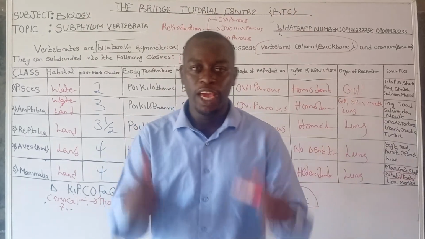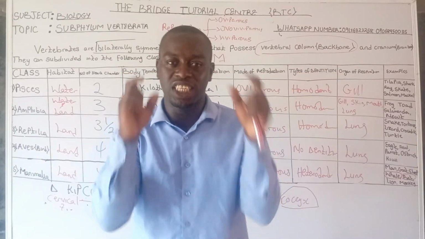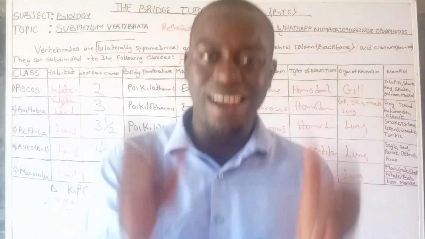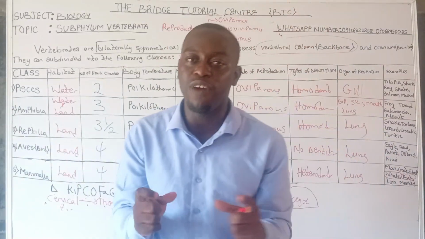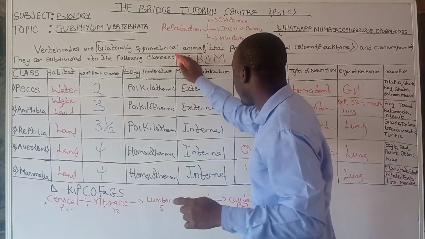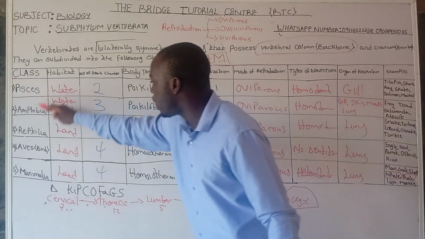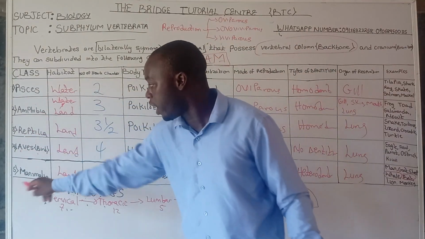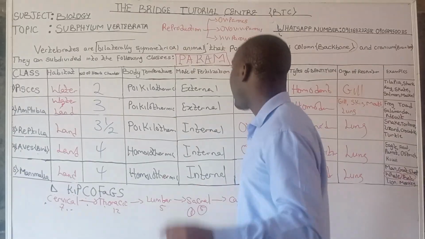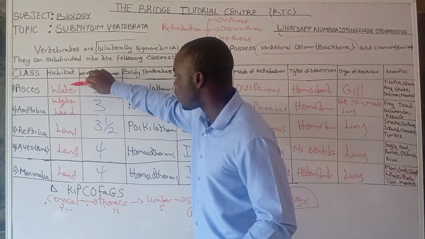Okay. So here is the summary of the 7 major characteristics of all the classes under Subphylum Vertebrata. Please don't forget our acronym for all those classes under the vertebrate: PARAM. P is for Pisces, A is for Amphibia, R is for Reptilia, A is for Aves, and M is for Mammalia. Now, starting from the first characteristic, which is habitat, the Pisces is water.